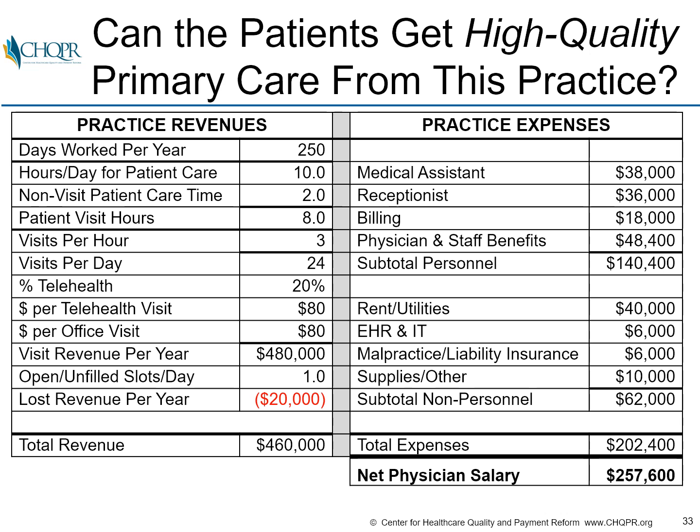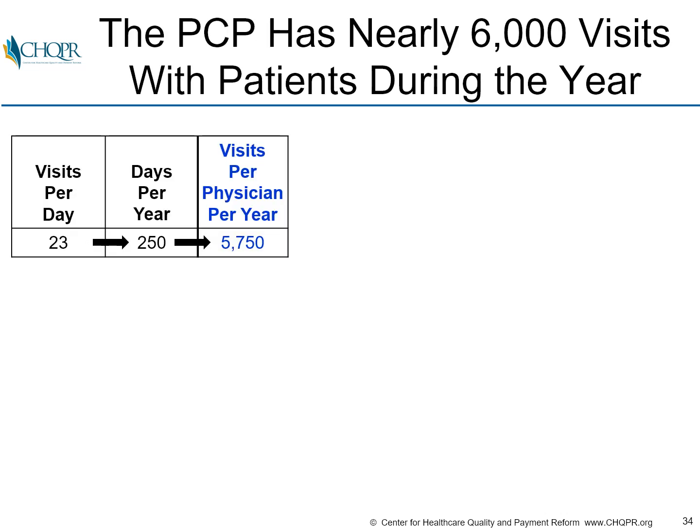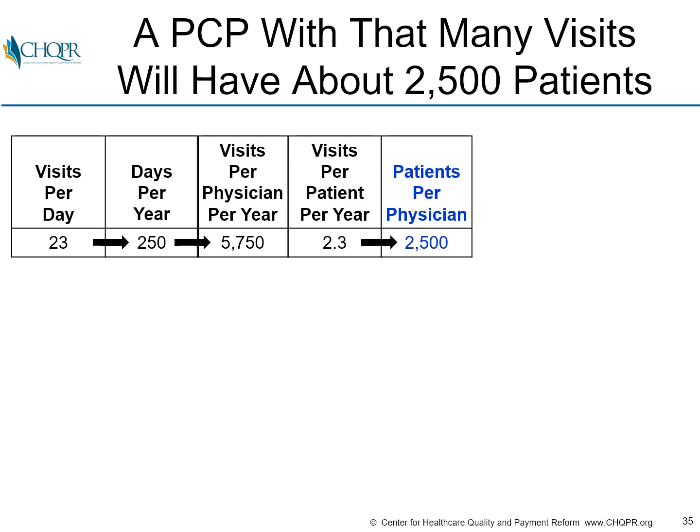If the physician spends 10 hours per day and sees 3 patients per hour, they can receive a competitive salary under Medicare payment rates and pay all of the other practice expenses. But can the patients get high-quality primary care from this practice? If the physician is seeing 23 patients every day, 250 days per year, they have nearly 6,000 visits during the year. Based on typical visit rates for both younger and older patients, this means the practice probably has about 2,500 total patients.